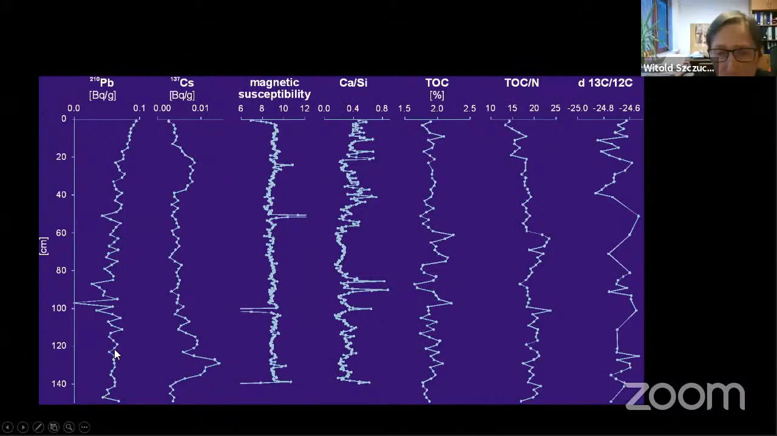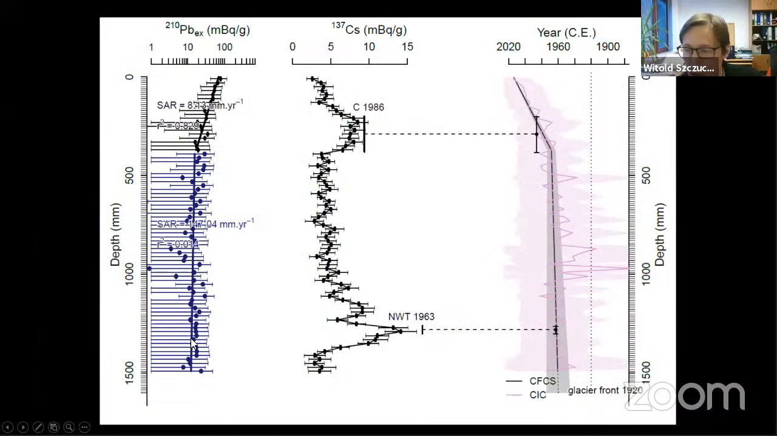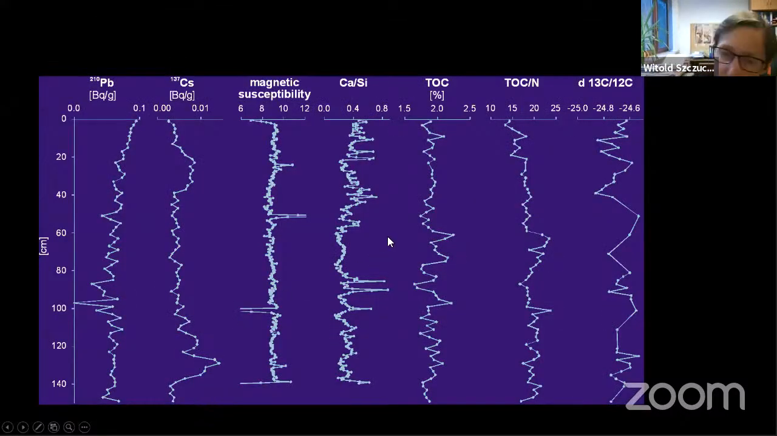Our high accumulation, high resolution analysis provided information about sediment sources, which seem to be more or less stable, with relatively high total organic carbon content, reaching up to 2%. So it is something which we usually find in temperate fjords. But this organic carbon content does not change much, and as I mentioned before, accumulation rate changes. So it means that it's very likely that this organic carbon comes with the sediment.